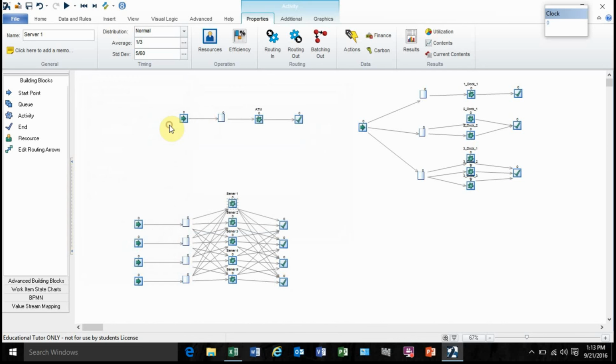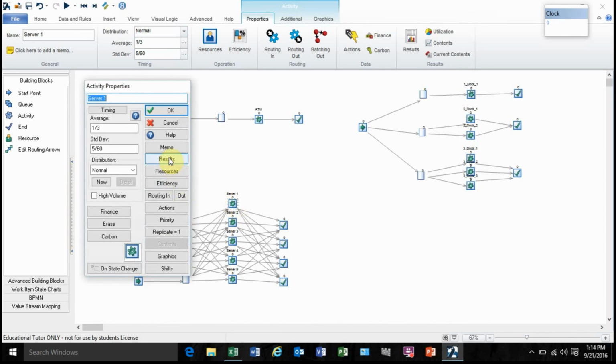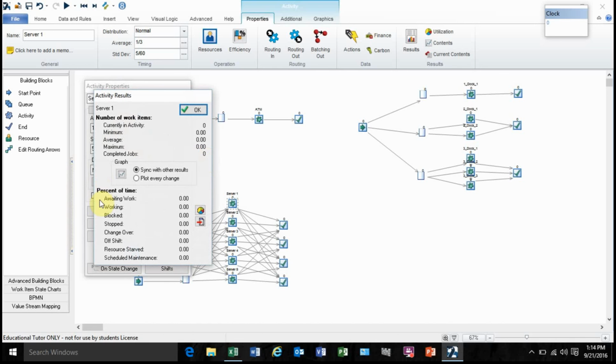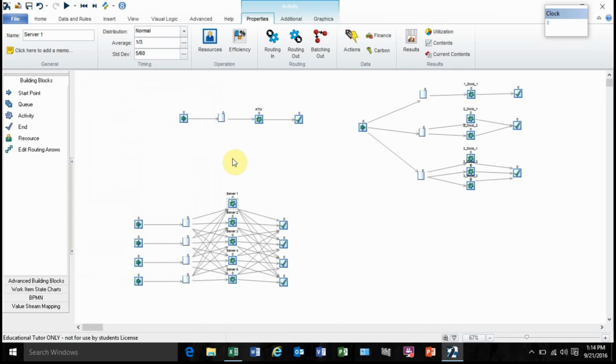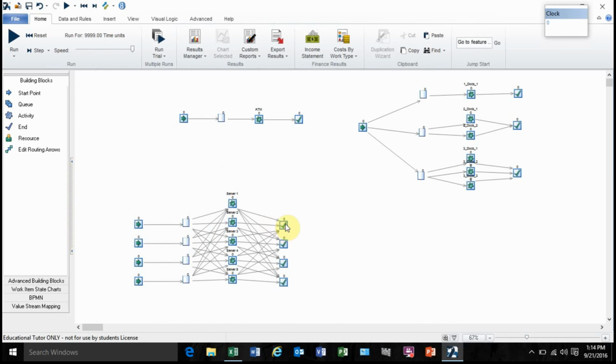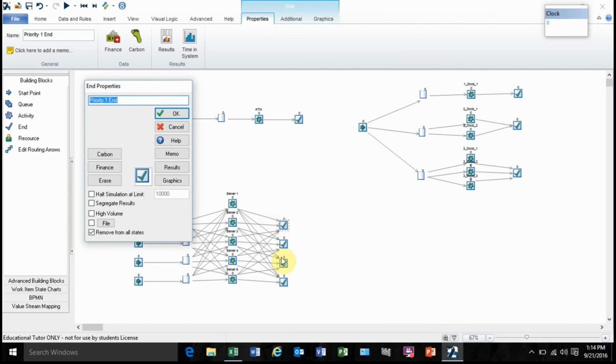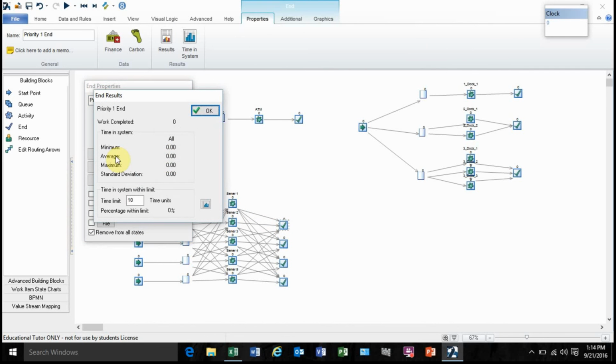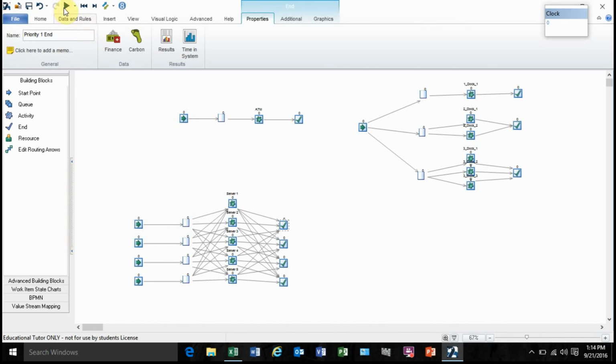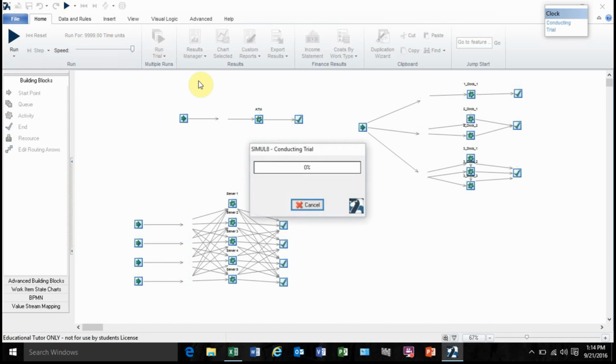And the data that I'm collecting is the system utilization, which is how busy each of these servers are. The working percentage is system utilization. Take the average of each of those, and then take the average time in system for each class. So all 4 of these, I needed to get the average time in system. So when you run your trial, it takes a little while because I'm running 3 models at the same time.